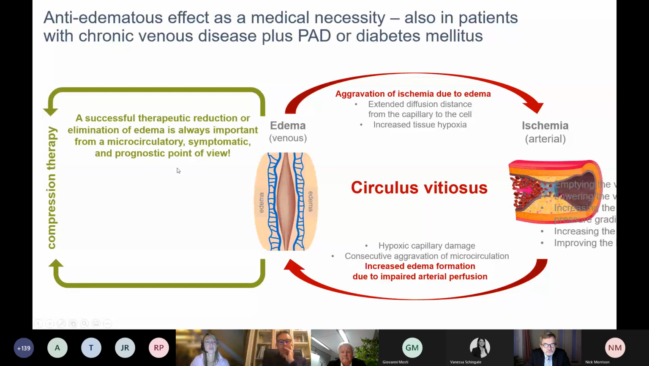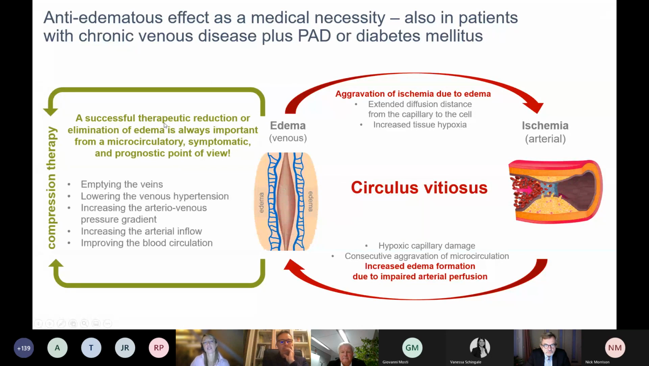And therefore, we can really hypothesize that also in our study the high pressure at the ankle was responsible for emptying the veins and therefore lowering the venous hypertension in the veins, and therefore increasing the arterial venous pressure gradient by increasing the arterial inflow and finally improving the blood circulation and the microperfusion.